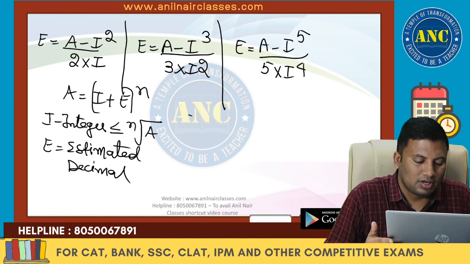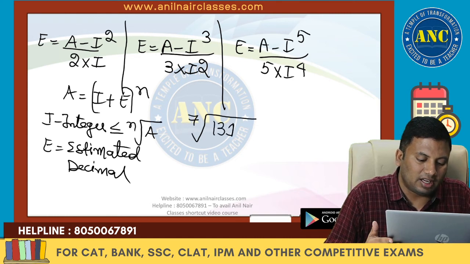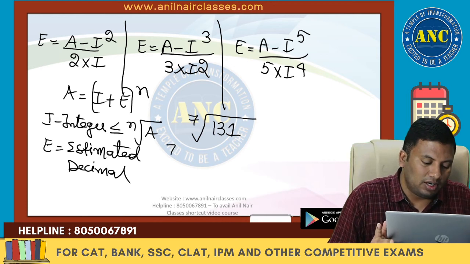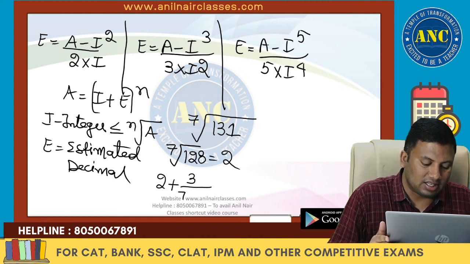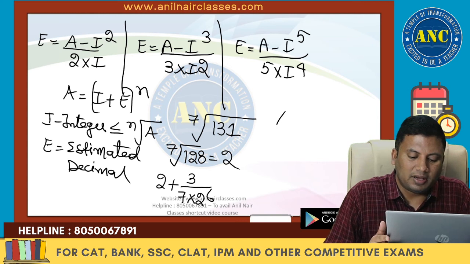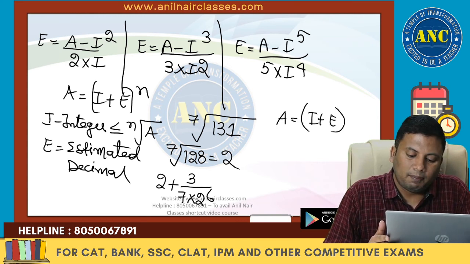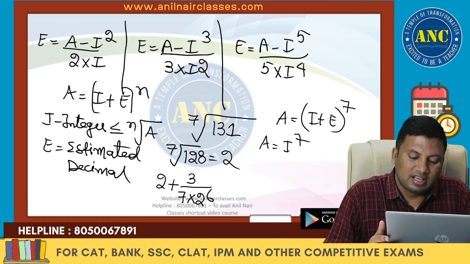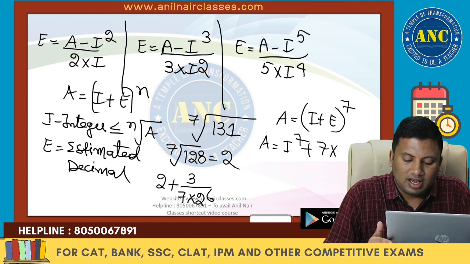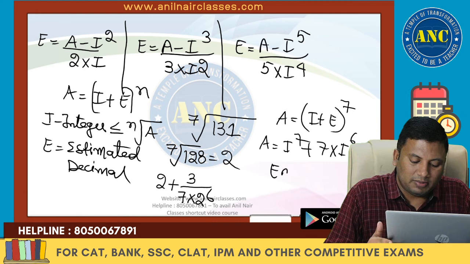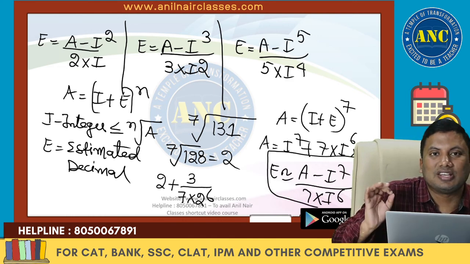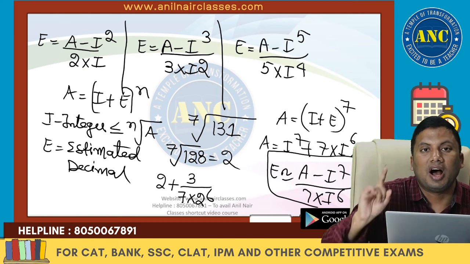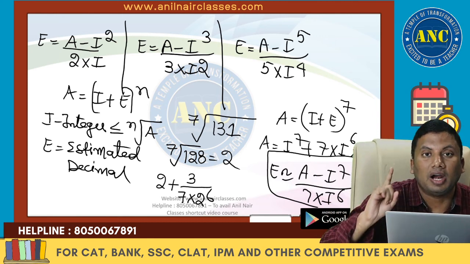Suppose somebody asks you for the 7th root of 131. How will you do it? The 7th root of 128 is nothing but 2. So 2 plus, 131 minus 128 is 3, divided by 7 into 2 power 6. Why? Because A is nothing but I plus E power 7. So this is nothing but I power 7, 7C0, plus 7C1 I power 6 into E. E is approximated to A minus I power 7 divided by 7 into I power 6. I hope it is clear. This is how you can find the approximate value of a non-perfect square, non-perfect cube, non-perfect nth root.